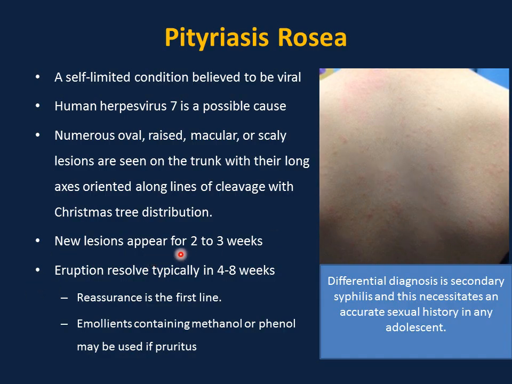The new lesions may appear in 2 to 3 weeks. Very important for education, and also critical, is that the rash may last for even 2 months. So the parents do not go from one office to another seeking help for this rash to go away, and just require reassurance. So the exact diagnosis is very important. Reassurance is the first line of treatment, and emollients may be applied or even oral antihistamine as needed for itchiness.